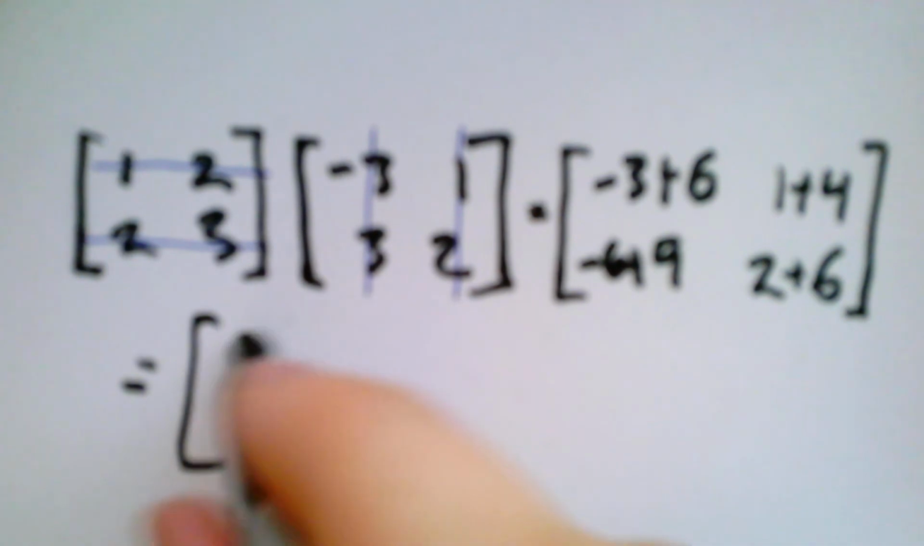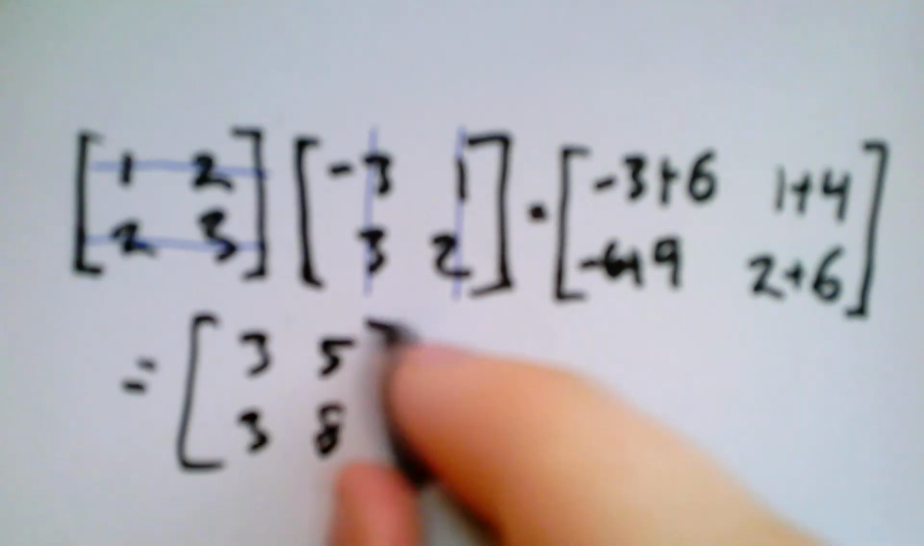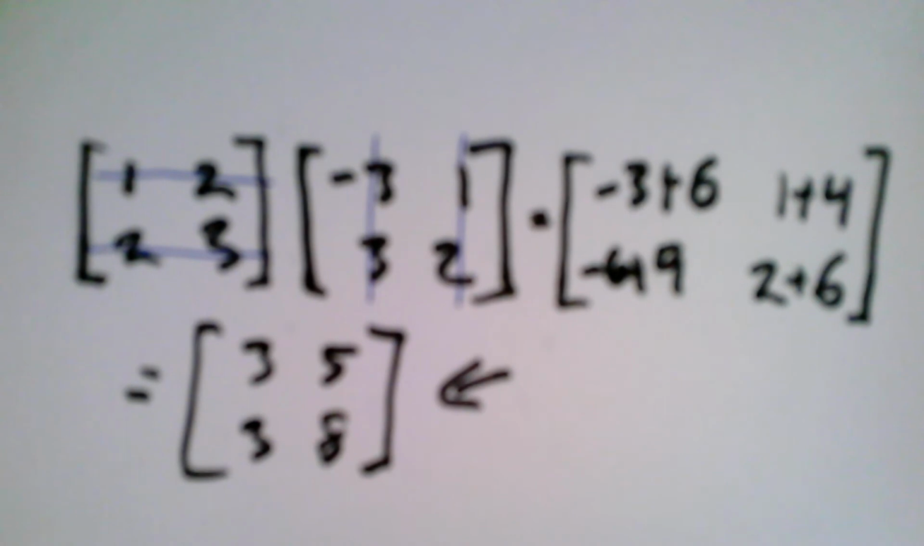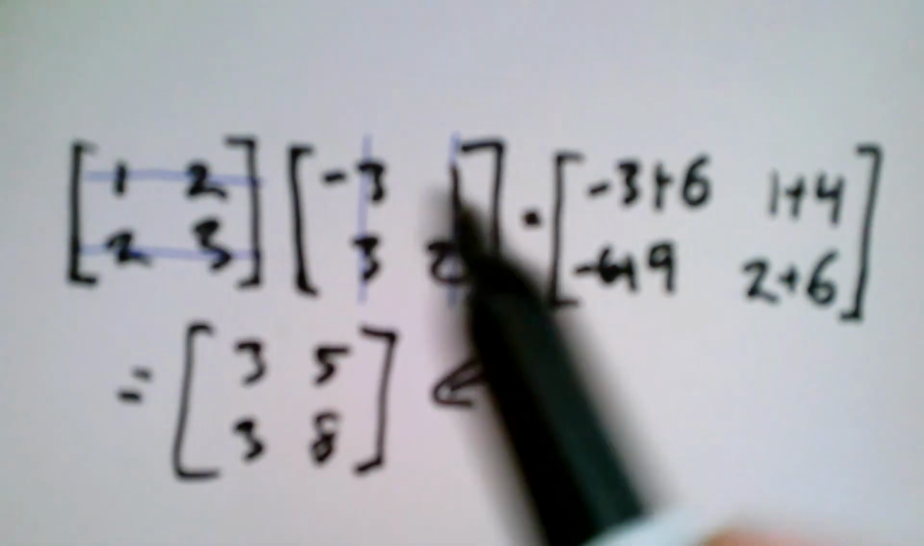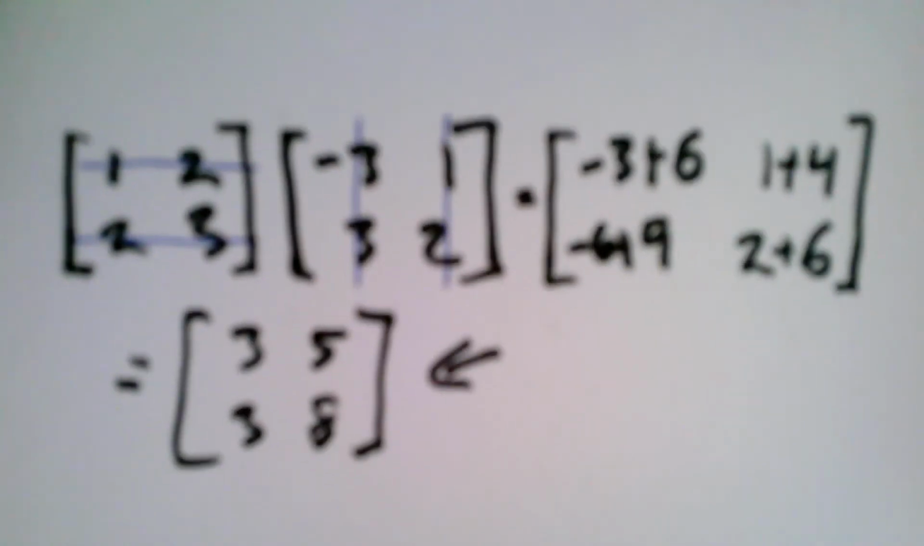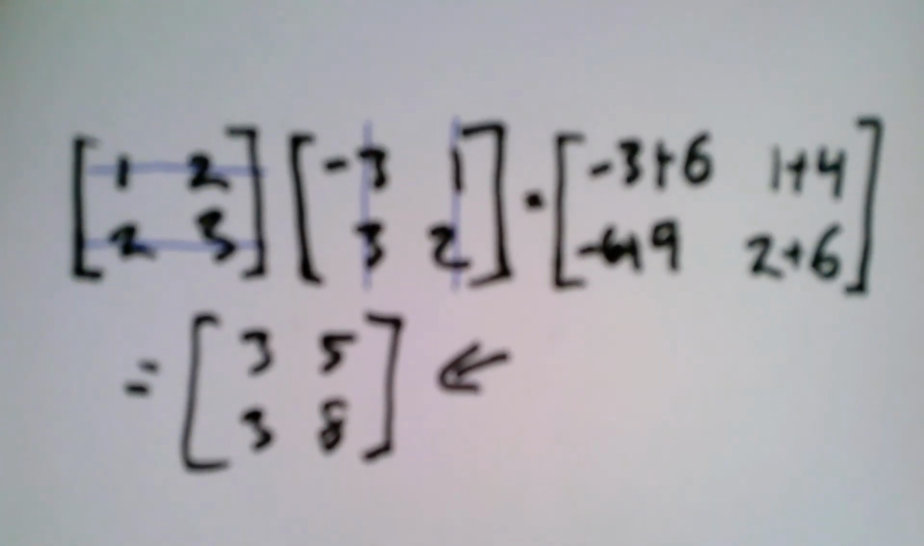6 minus 3 is 3, 9 minus 6 is 3, 2 plus 6 is 8, 4 plus 1 is 5. This is the matrix that we get from multiplying this matrix by this one. So, you might be wondering, what's a geometric interpretation of multiplying by a matrix?